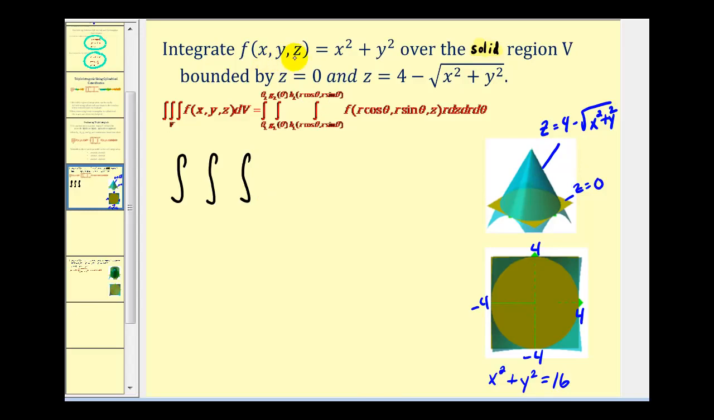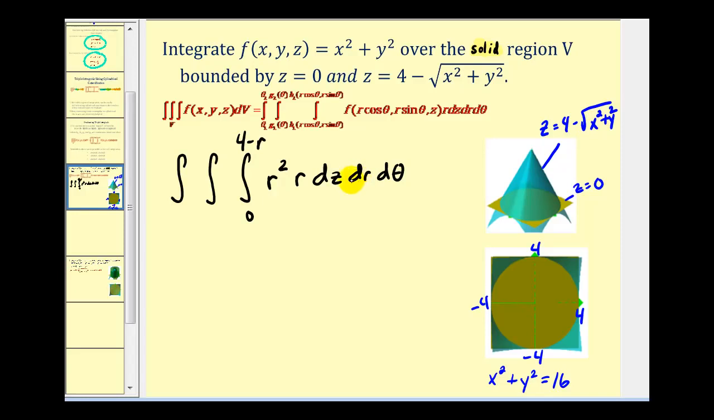Well, first our function f of x, y, z is equal to x squared plus y squared. Well, x squared plus y squared is equal to r squared. So we'd have r squared. Then remember, differential v gives us an extra factor of r, dz, dr, d theta. So for the limits of integration for z, we can see that z starts at 0 and goes up to the surface. So the lower limit is going to be 0. The upper limit is going to be this surface here. And since r squared is equal to x squared plus y squared, we'd have 4 minus the square root of r squared, or just 4 minus r.